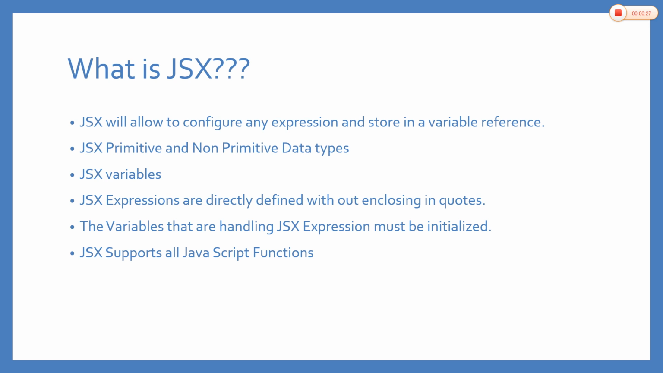JSX supports both primitive and non-primitive data types as supported by JavaScript. Where let and const are the default variables that are supported by JSX. JSX expressions are directly defined without enclosing in quotes. So that whenever we are going to define variables that are handling using JSX, they must be initialized. And JSX supports all the JavaScript functions.